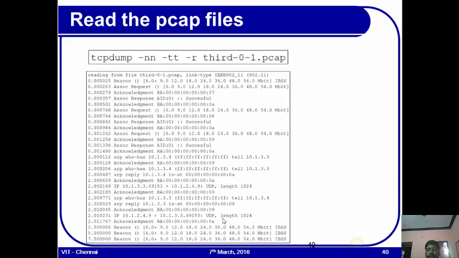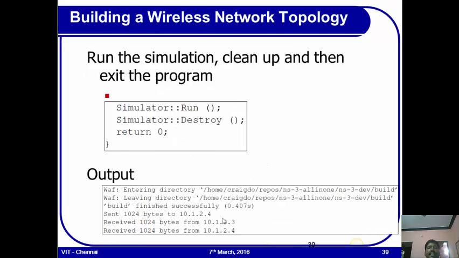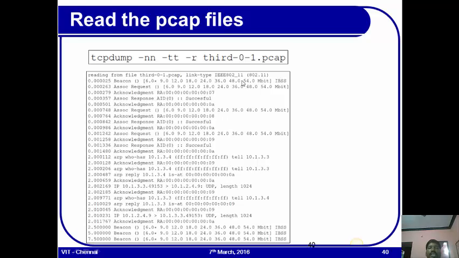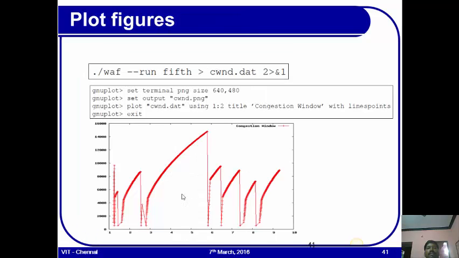So if you look at this application, we have dedicatedly written code to generate PCAP files. To extract the PCAP files, use tcpdump -nn -tt -r followed by whatever name we have given in the file, that is name.pcap. This is how it extracts and shows the information. We can even plot in GNUplot. So here this is how we have plotted in GNUplot the congestion window parameters.